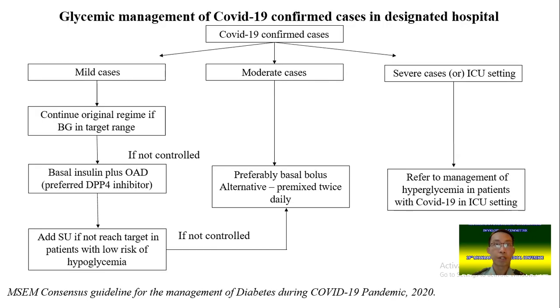This slide shows the glycemic management of confirmed COVID-19 cases in the designated hospital. We can continue the original regimen if blood glucose is in target range, and if a patient's blood glucose is not controlled, we can use basal plus OAD, preferably a DPP4 inhibitor, or we can also add sulfonylurea, and if it does not reach the blood glucose target in moderate COVID-19 cases, we can use a basal bolus insulin regimen. Premixed twice daily is the alternative form.